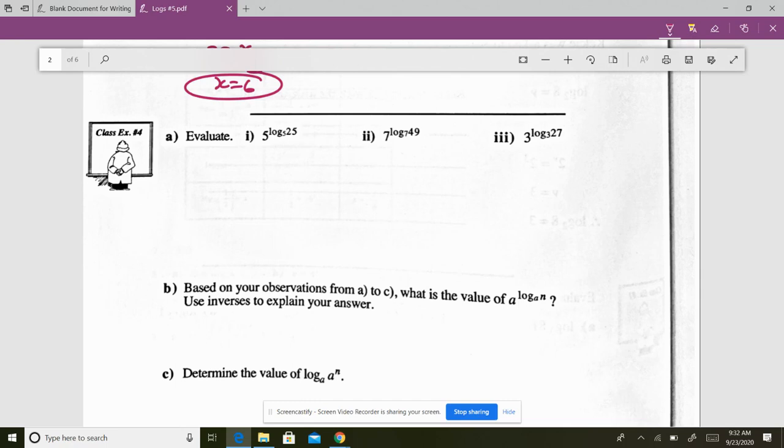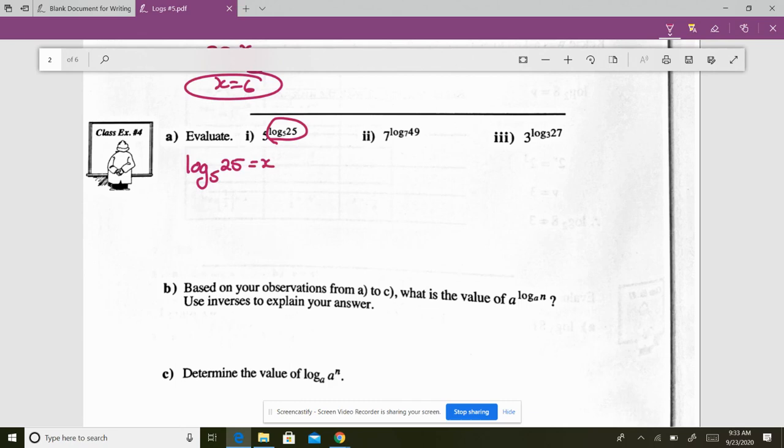So I want to evaluate this. Our exponent is a log. So the first thing I want to do is figure out what that equals. So I'm just going to go over here and figure out the value of log base 5 of 25. Okay, it equals x.